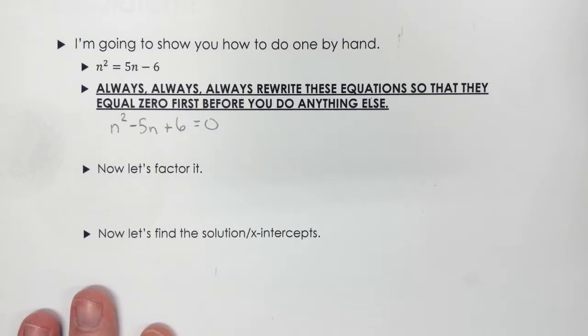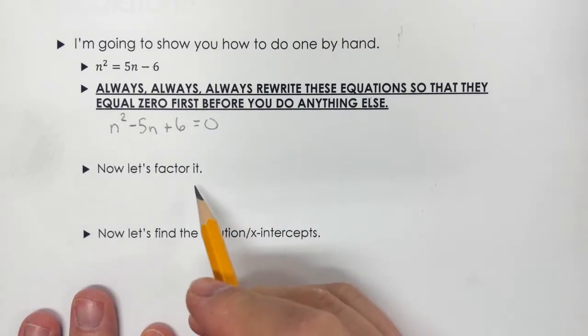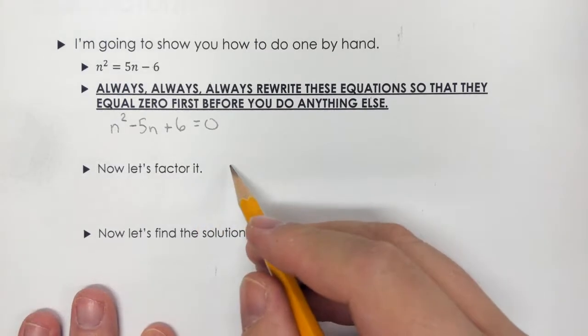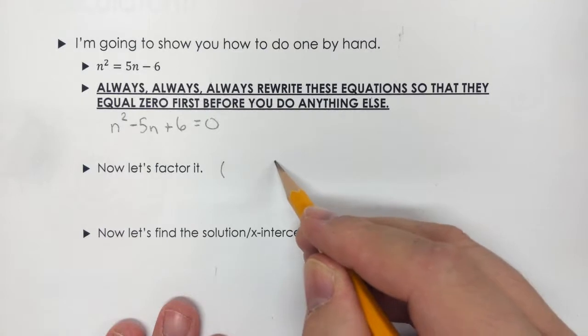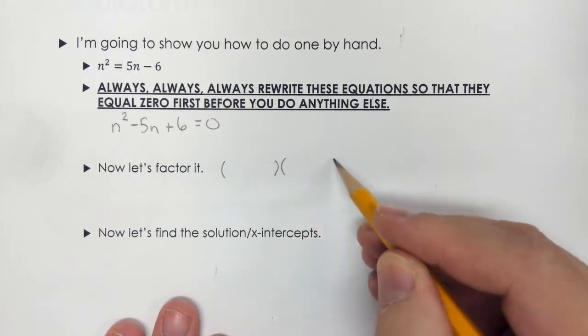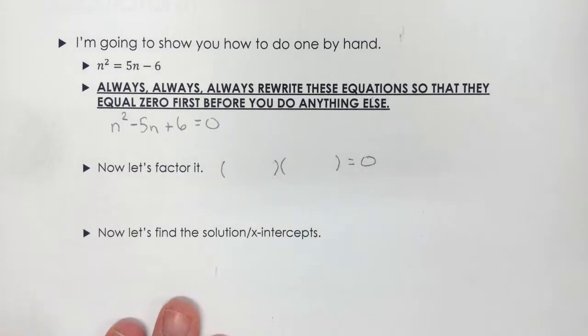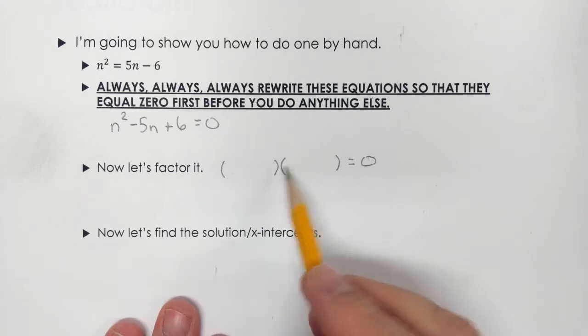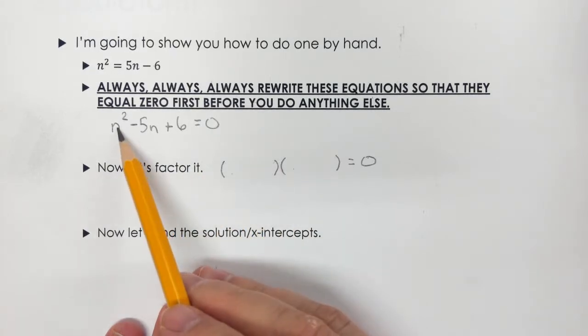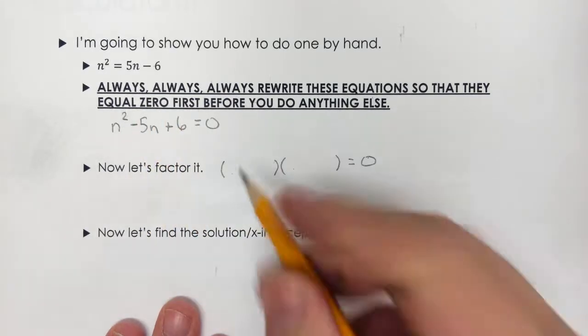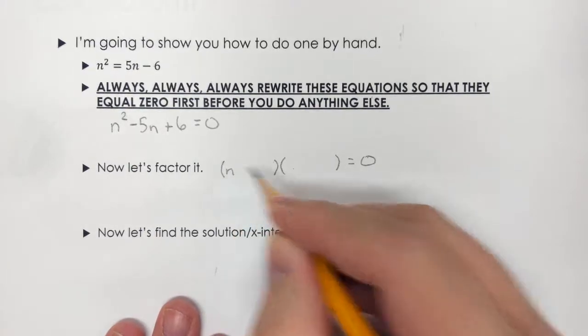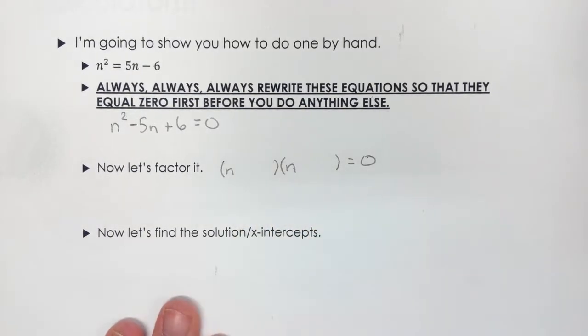Now we're going to factor it. As many of you should know from your experience in math, we do these little parentheses, still equal to 0 because we're dealing with an equation, and what goes in these first two spots are the two things that multiply together to give me n squared. Well, those are usually pretty easy. It's n times n.